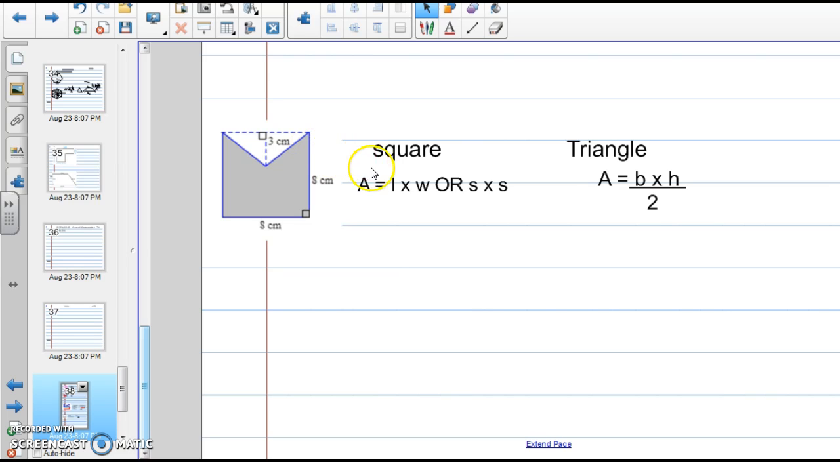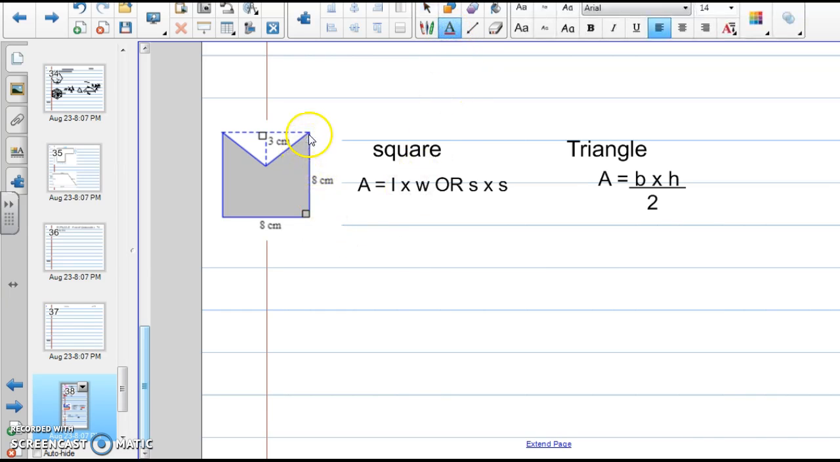So, for a square, which would be this shape around the outside, we would multiply the length times the width, or you could just say side times side. So write this formula on your paper. If you need to pause the video, you can pause it and write that down. Then for a triangle, the formula that we've learned in class is that to find the area, we're going to multiply base times height and then divide it by 2. So add that to your notes. Pause the video as needed.